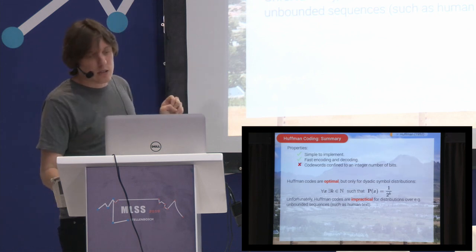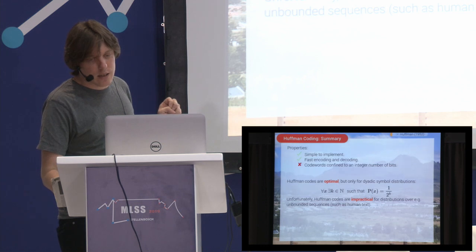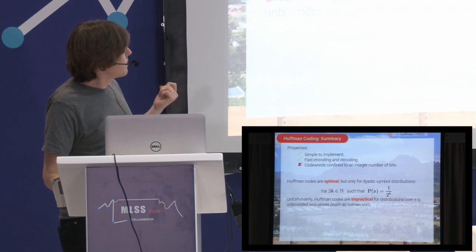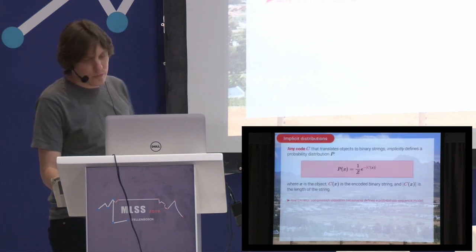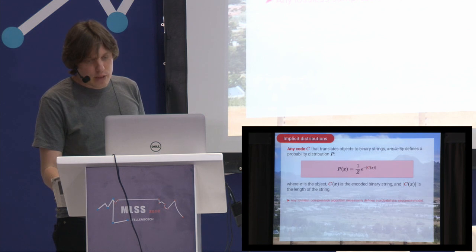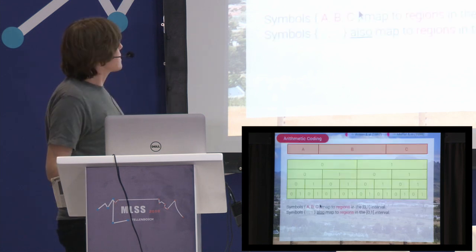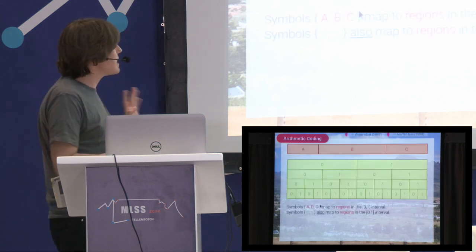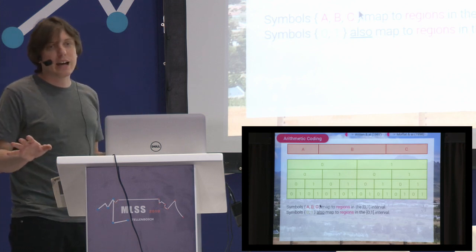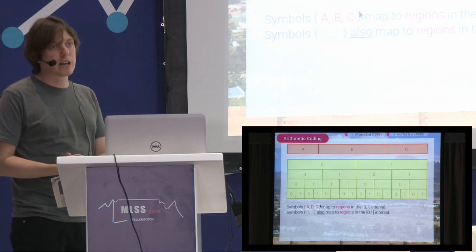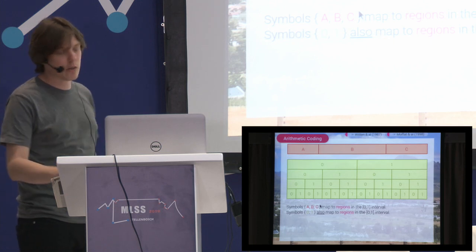But it is optimal, and for small distributions, it's perfect, and that gives you a good way to solve that. But the real way to go is to use arithmetic coding. And arithmetic coding is this absolutely beautiful idea, and it solves all the issues that Huffman coding had, but it's slightly harder to understand and slightly harder to implement. But I'm going to walk you through it.